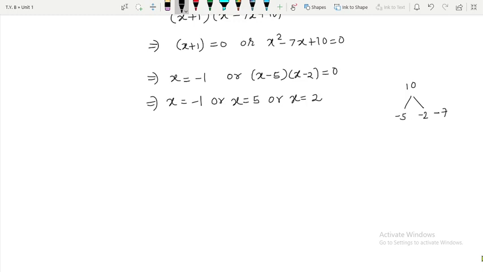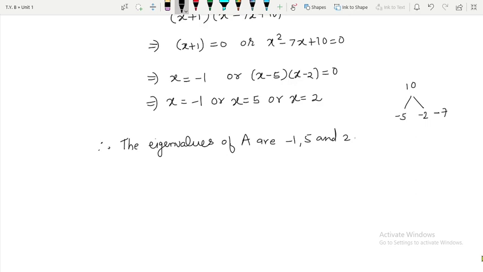So therefore I'll say the eigenvalues of A are minus 1, 5 and 2, and therefore I'll say 5 is a characteristic root of A, right? That is what we wanted to show. 5 is a characteristic root of A.